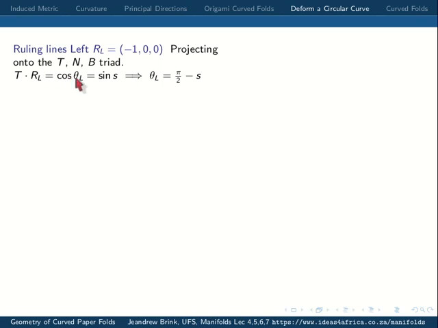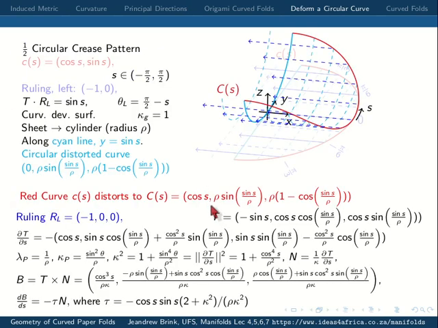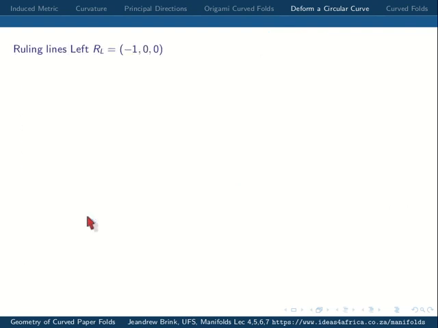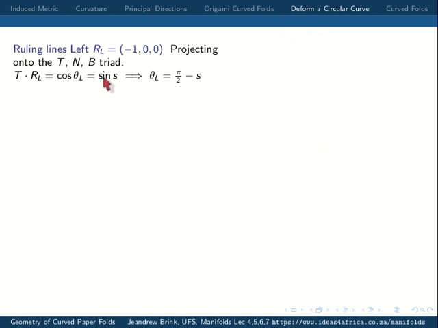But that's the formal thing that we're going to use. But you already know what t is, and you already know what rl is. So simply going back, t is simply minus sine s, rl is just minus 1. So t dot rl is simply sine s. And then from this expression you get that theta l is pi over 2 minus s.